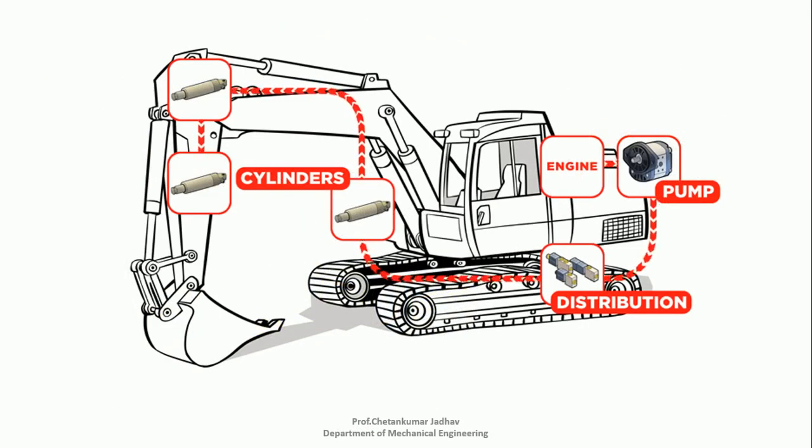Students, from the animated image of an excavator, we can see how the hydraulic coil will travel from one point to different points of the excavator. At the rear portion of the excavator, the engine will be present, which consists of a hydraulic tank, pump, motor, direction control valve and pressure control valve.